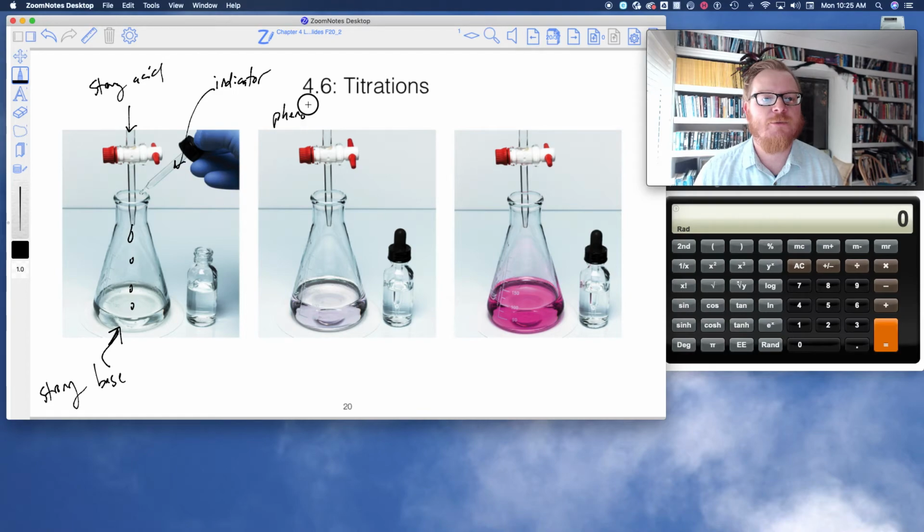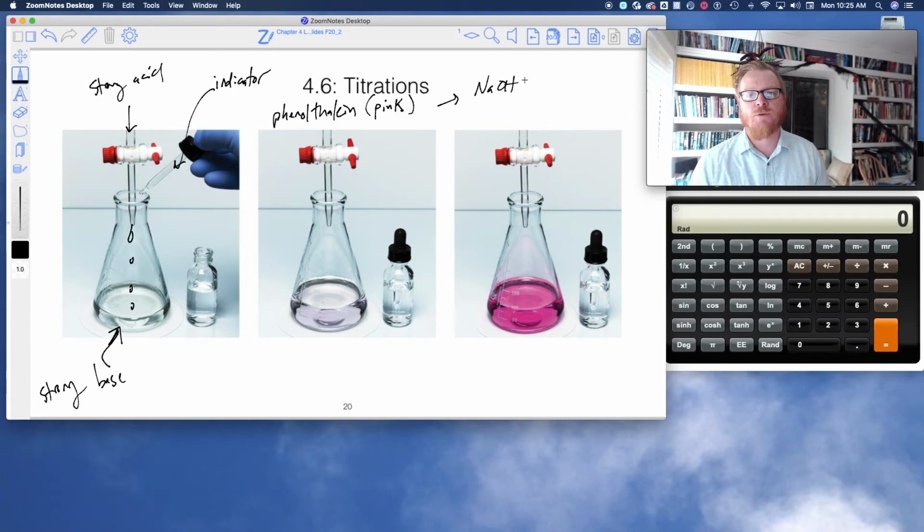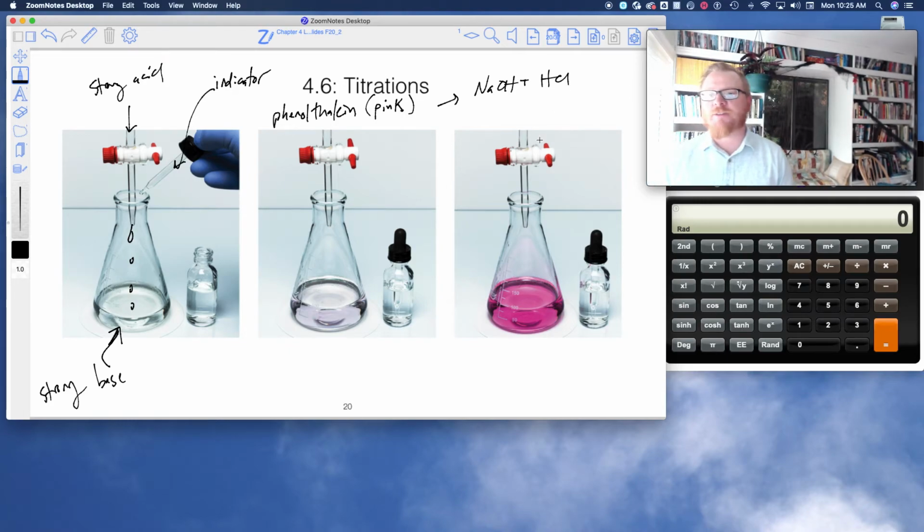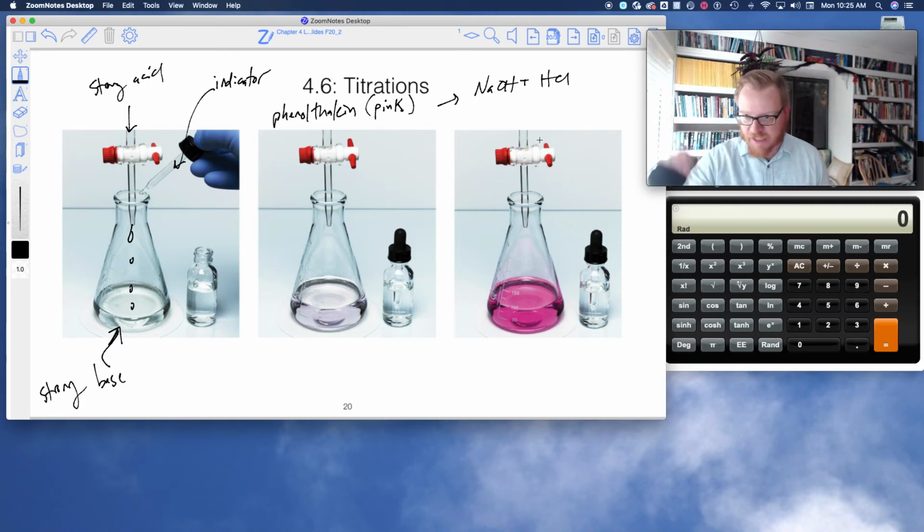phenolphthalein, that's this pink indicator, that would be a good choice specifically for the HCl NaOH reaction. So we'll say good choice for NaOH plus HCl. There are dozens, if not hundreds of indicators. And we have to look at charts to see for which reaction I would want to pick the best indicator. You're not there yet. We'll eventually introduce that concept in Chem 110.